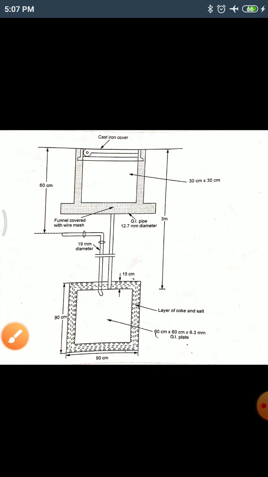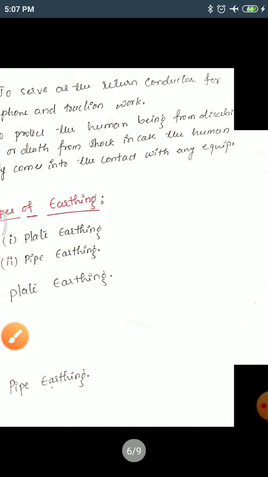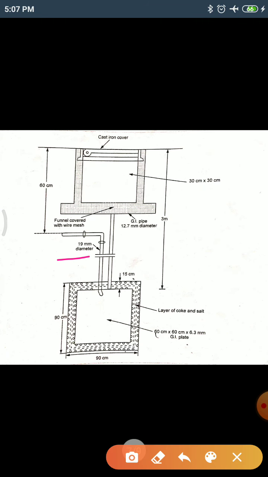The earthing wire is placed through this pipe, where this pipe is a GI pipe with 19 mm diameter. Okay, the earth wire is placed here. It should be 60 centimeter below the ground level, means earth level.